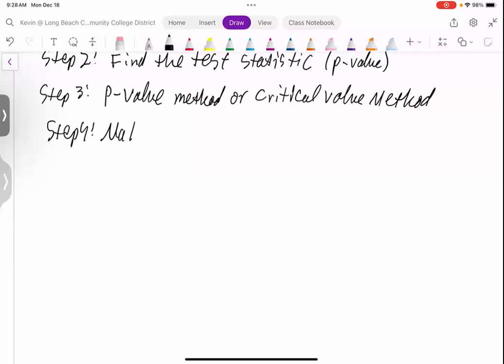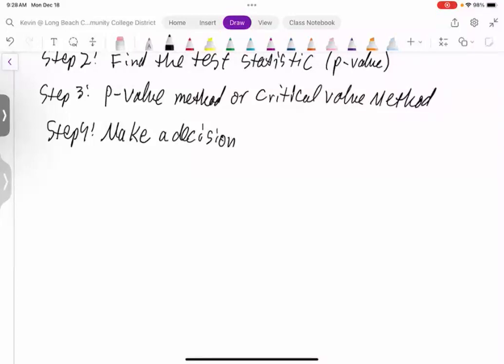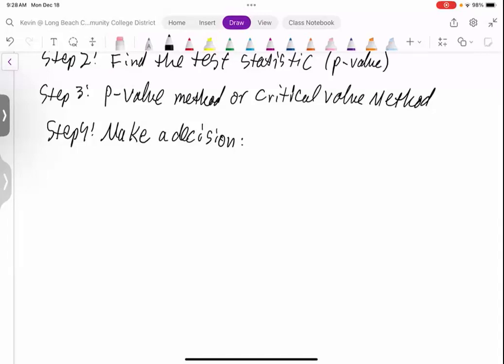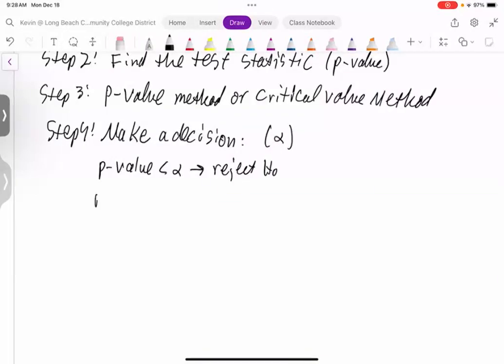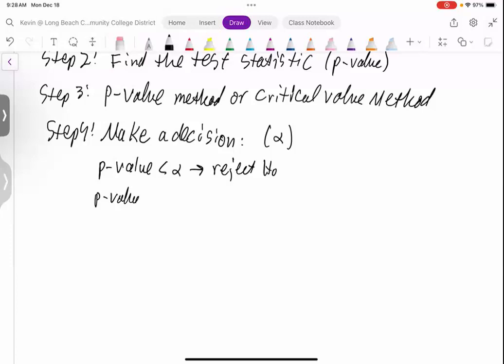Step four is make a decision. And that is going to be reject the null hypothesis or fail to reject the null hypothesis. And for that, we will need our alpha. So again, if the p-value is less than alpha, then we're going to reject the null hypothesis. If the p-value is bigger than the alpha, then we're going to fail to reject.